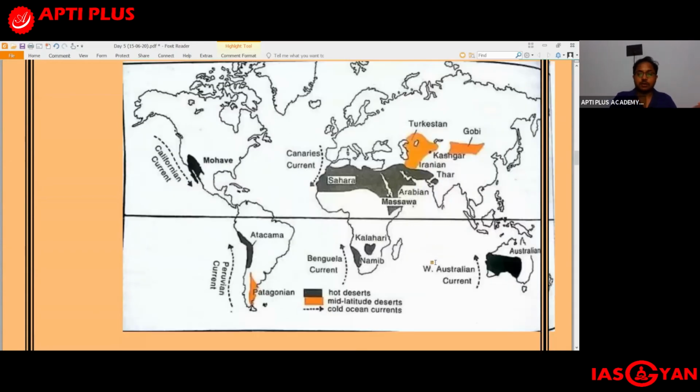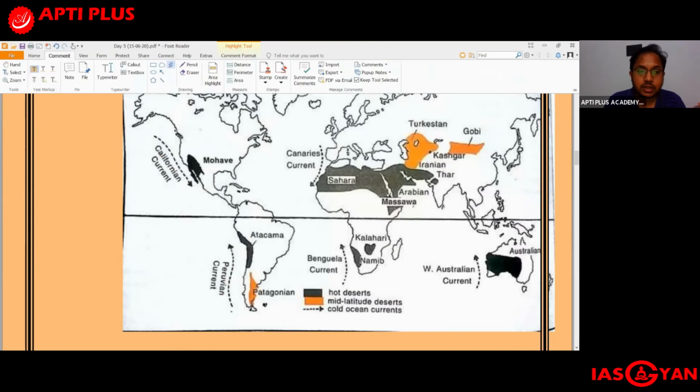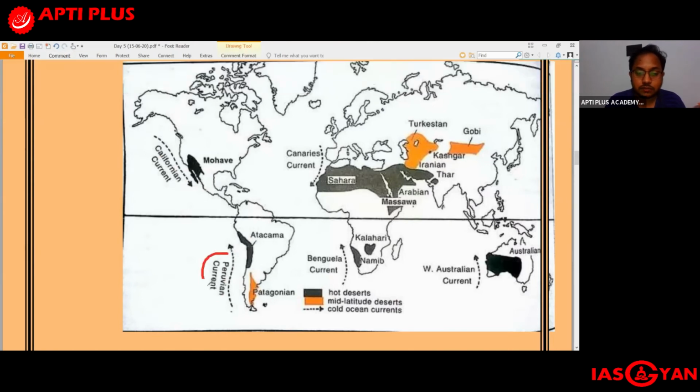Similarly, we also get to see that wherever we have cold currents, there we will get to see desert formation. For example, here you can see you have the cold California current, and here you have the Mojave Desert. Similarly, you have the Peruvian current in the southern hemisphere, also called the Humboldt current. This Peruvian current or Humboldt current is responsible for the creation of the Atacama Desert. This Californian current is responsible for the creation of the Mojave Desert.